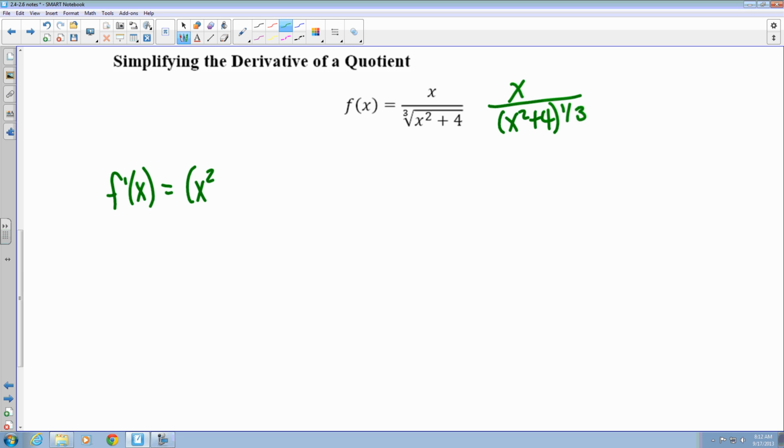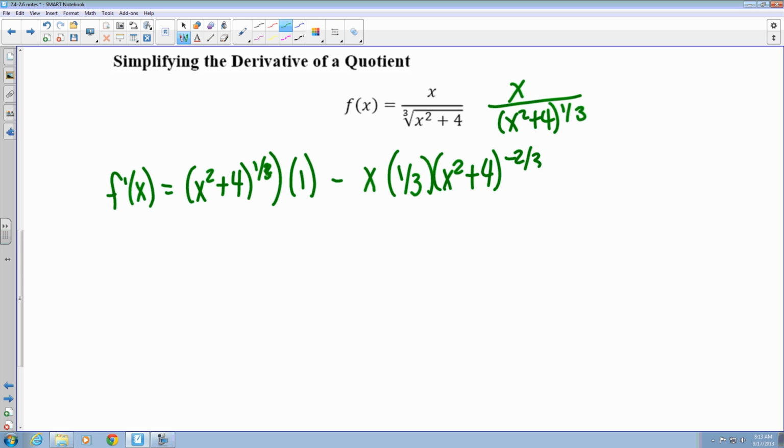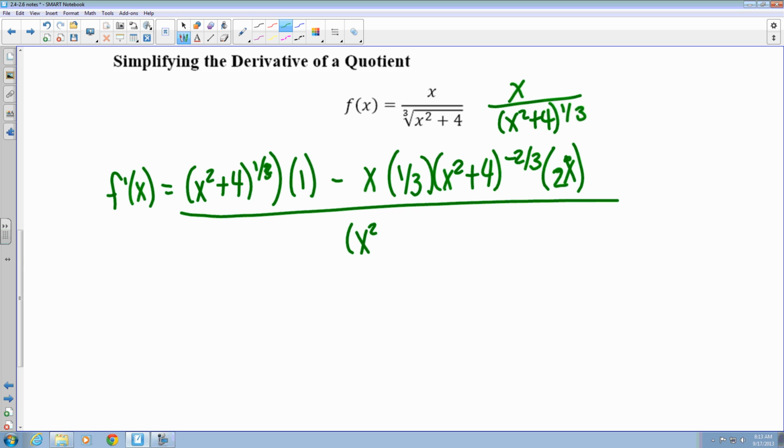So f over g, with g being x squared plus 4 to the 1/3, times the derivative of f, which is 1, minus f times the derivative of g, which is the chain rule. Okay, we need to simplify.